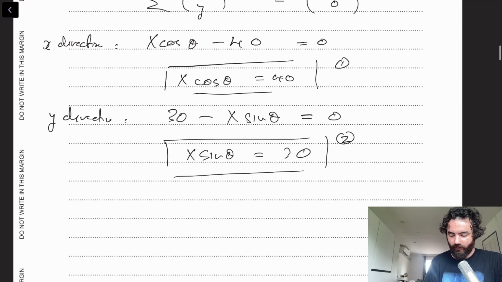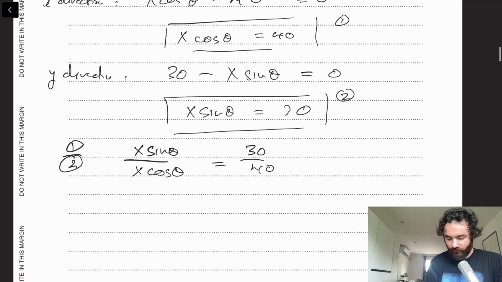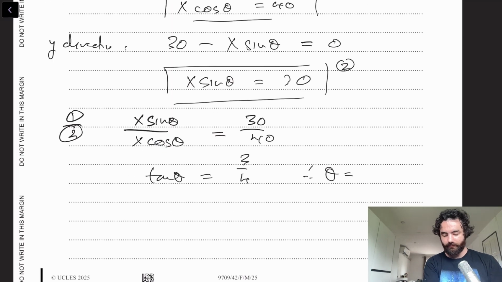Okay, so if we simply divide equation 2 by equation 1, we get X sine theta over X cos theta equals 30 over 40. You simplify that, the X's will cancel, and sine theta over cos theta is tan theta, so you just get tan theta equals 3 over 4. So therefore, theta equals the inverse tan of 3 over 4. So this is 36.9 degrees rounded. So that's our theta.